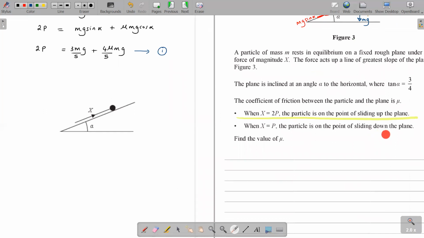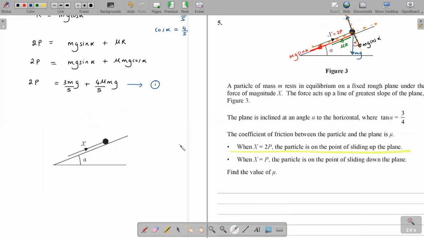So when they say the particle is on the point of sliding down the plane, now you can see the force is slightly less. You can see 2p is higher, p is considerably less. So what's the main thing you need to realize here? When the particle is on the point of sliding down the plane, what is the force that needs to change? The friction. Previously, the friction was always opposing the direction that you move. So if you are trying to move down, then friction now acts upwards. So now your mu R friction acts upwards.